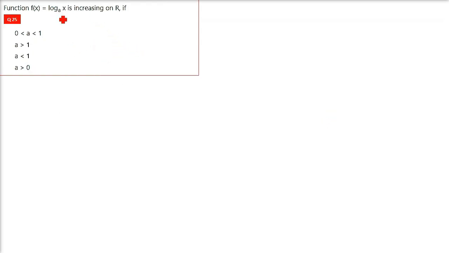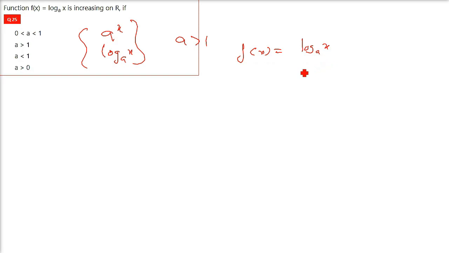Again, this is a simple thing which you have learned. In log base a of x, a is the base, x is the value for which the log has to be taken. In both cases, a should be greater than 1 for increasing and a should be between 0 and 1 for decreasing. You already know that. So let us continue our work.